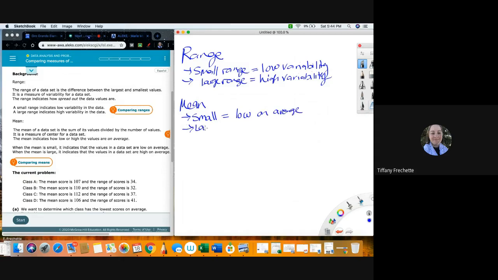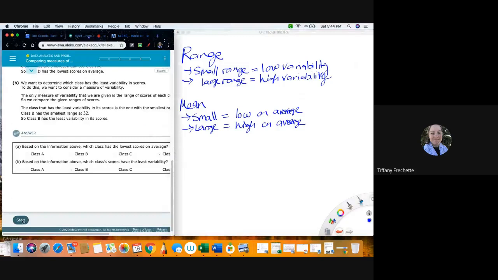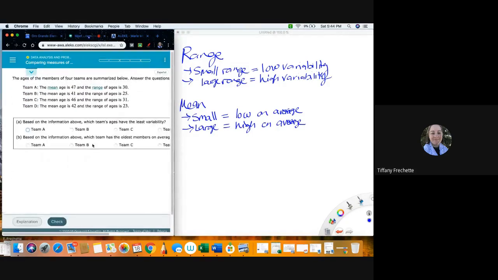And if we have a large mean, then it means a high on average. I forgot my A right here because I'm doing a weird cursive-y thing. Okay. So those are the two things we're given. So let's go ahead and go to the next page here and see what we get when we start.